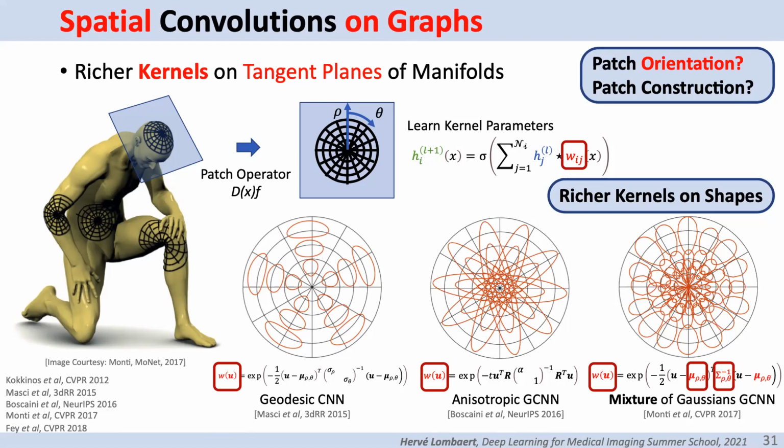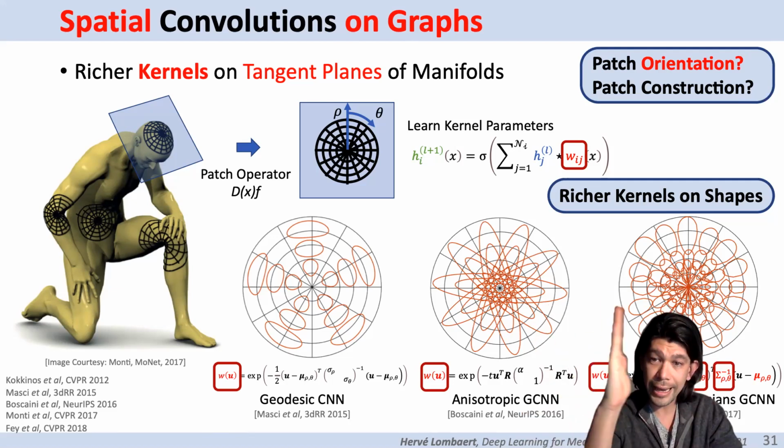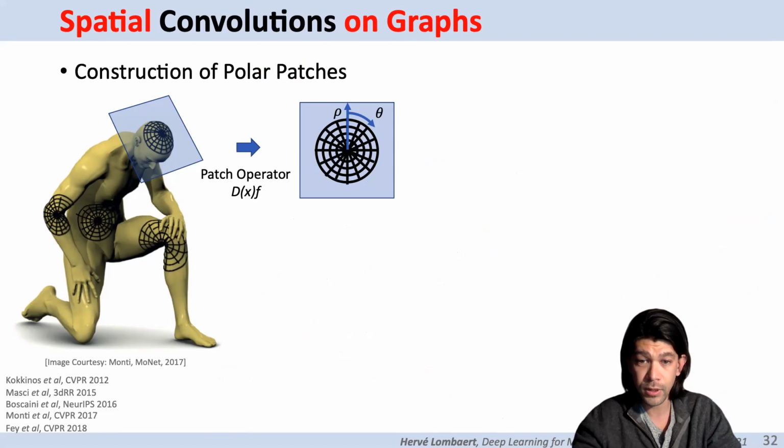That's good. How do you define, however, the orientation? How do you define the orientation of these patches? And how do you construct those patches? So how do you define, for example, the angle 0 for theta here?